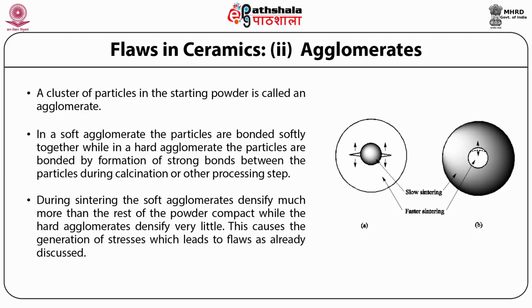So in this figure on the left hand side, the part A shows a slow sintering inclusion, the shaded one, surrounded by a fast sintering matrix. This generates hoop stresses causing radial cracks. In the part B, a faster sintering inclusion is surrounded by a slower sintering matrix. In this case, a tensile stress is produced at the interface, producing circumferential cracks.